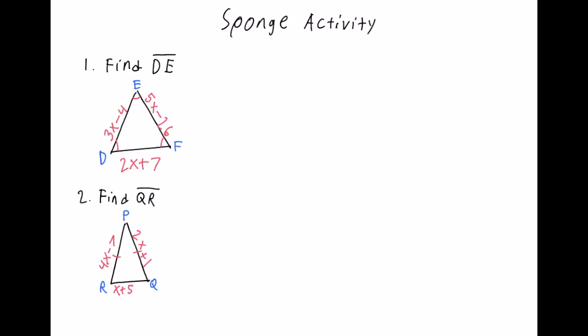Alright, now for the sponge activity. Number 1 wants you to find DE with DE, EF, and FD. And you have to solve for x and find DE. Number 2, you have to find QR, knowing that we have RP, PQ, and QR. And again, solve for x to find QR.